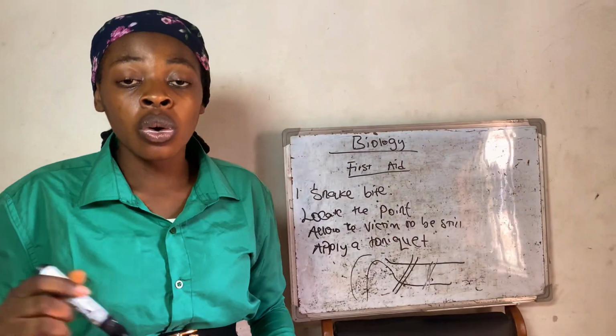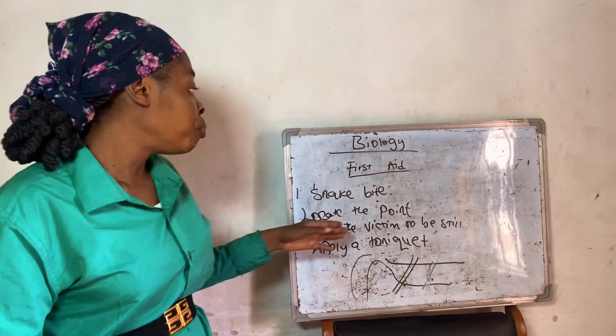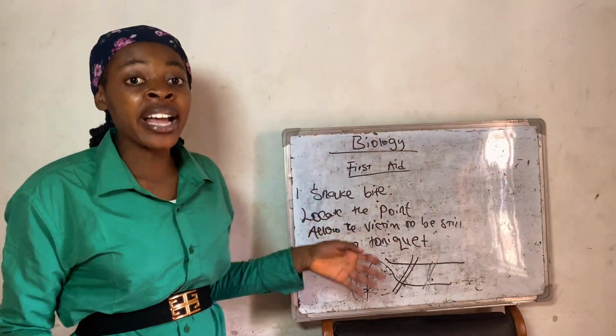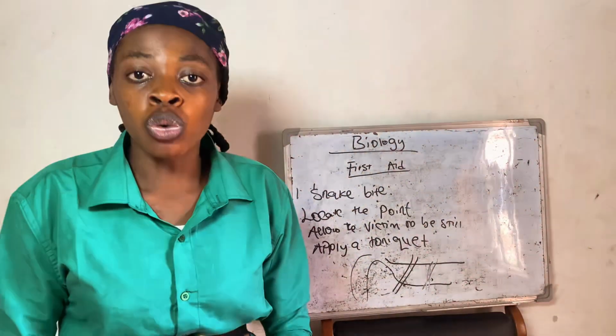So that is one of the simple and easiest ways to administer first aid to someone that has a snake bite. And once you do all these things, you look for the available hospital and you rush the person there.